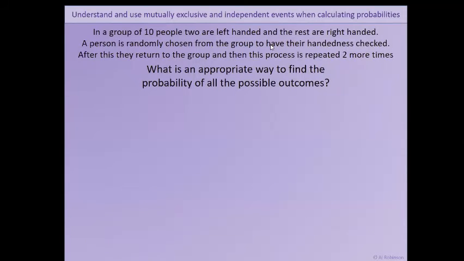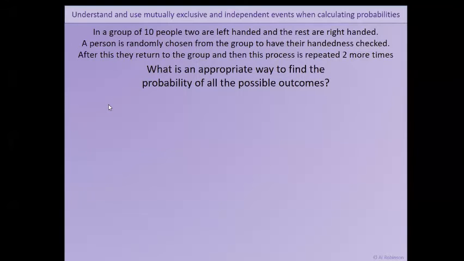So in a group of 10 people, 2 are left-handed and the rest are right-handed. A person is randomly chosen from the group to have their handedness checked. After this, they return to the group, and then this process is repeated 2 more times. What is an appropriate way to find the probabilities of the outcomes?